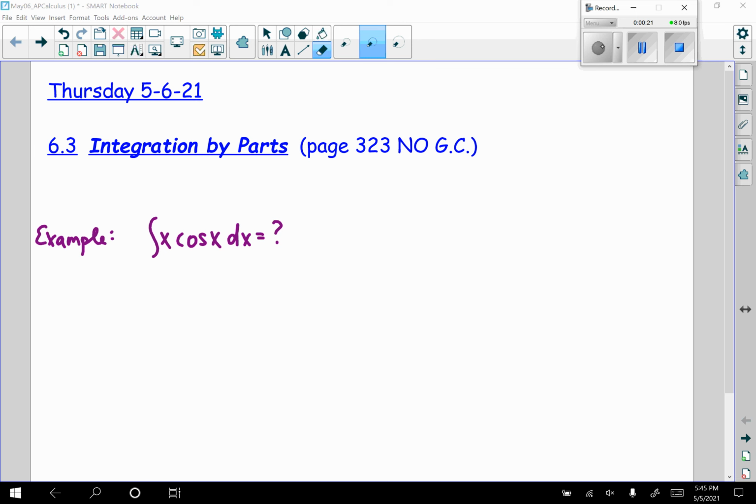We usually want to use integration by parts when we have a product and u-substitution just isn't going to work. As you can see in this case, if we let u equal x, du is going to equal dx, and there's no way to get rid of that cosine x. So even though there's no product rule or quotient rule or chain rule for integrals, integration by parts actually comes from the product rule for derivatives. So let's derive this formula.